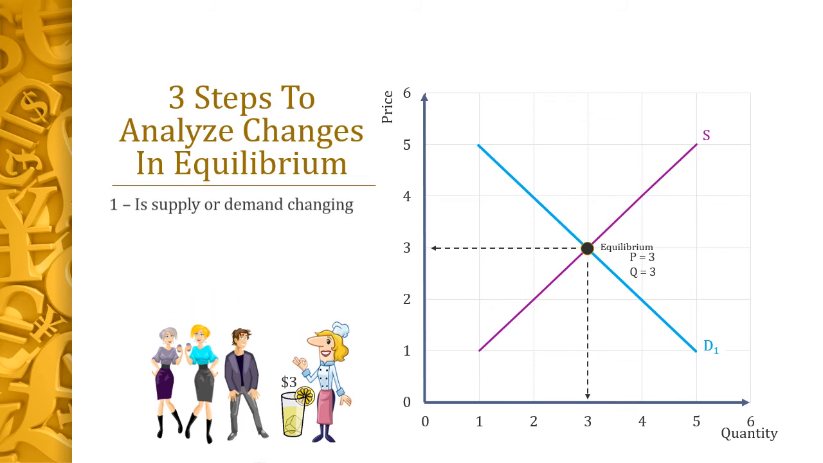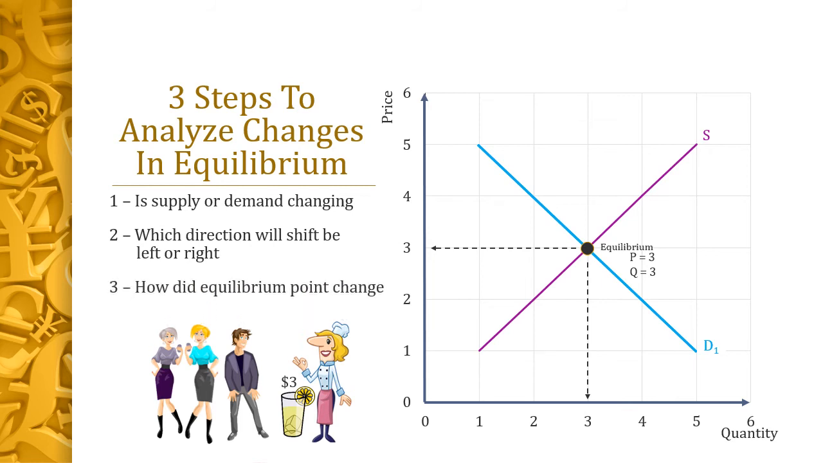And what we're first going to have to do is decide, is this change a supply or demand change? And then once we've decided if it's supply or demand, we've got to decide which direction the shift is going to go. Is it going to go left or is it going to go right? Basically, is there going to be an increase or a decrease in supply, or an increase or decrease in demand? And then once we chart the new line, we need to determine how the equilibrium point has changed. And that will vary depending on the change in supply or demand.